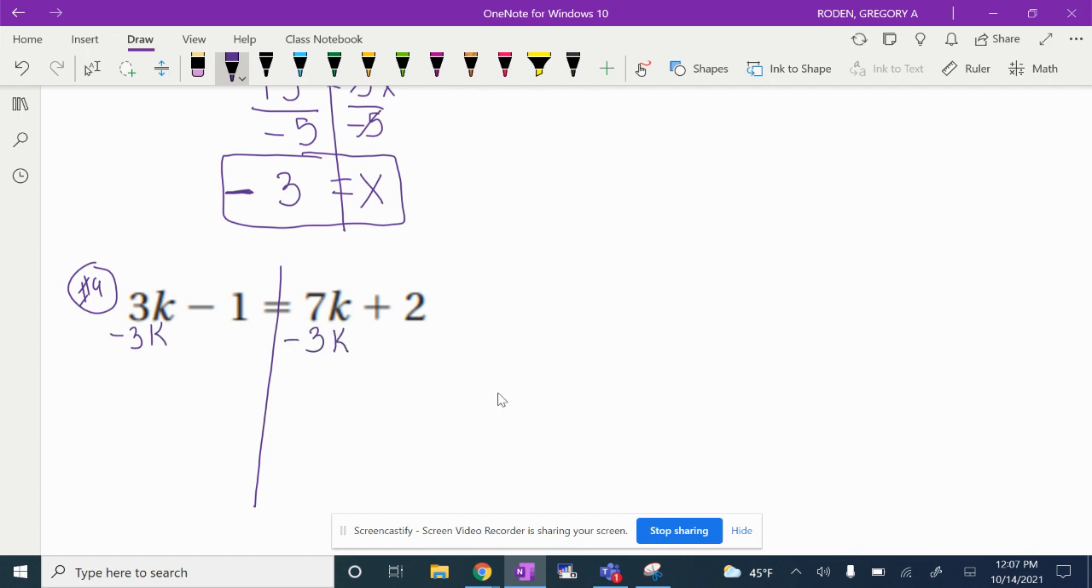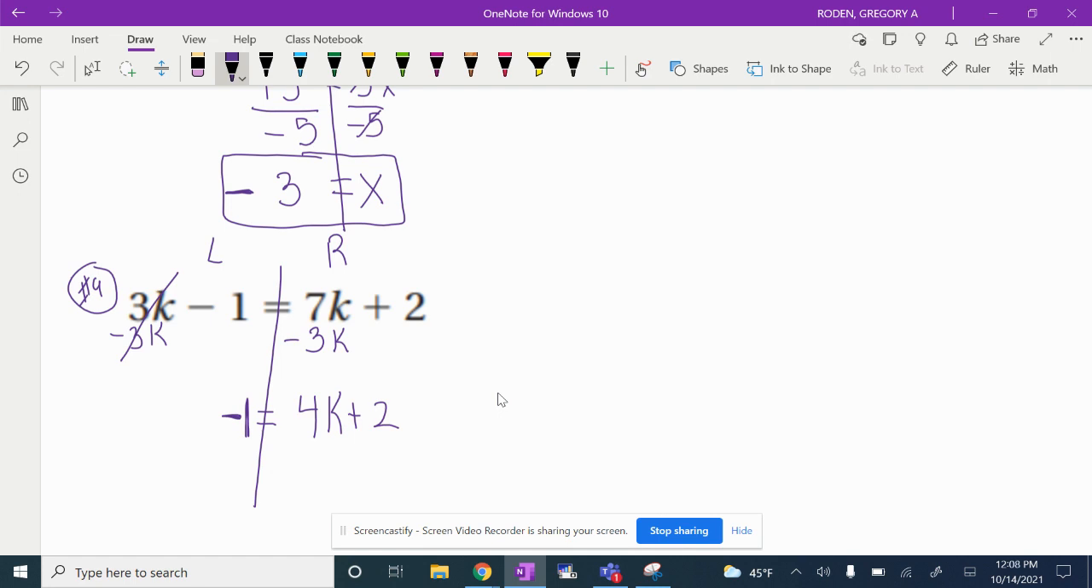Now, why would I want to do that? Because when I subtract 3k on this side, those cancel out to 0. And then I don't have k's on both sides. I just have k on one side. So what am I left with? This is my left side and this is my right side. What am I left with on the left side? Well, I'm just left with a negative 1 equals, what's 7k minus 3k? Well, that's just 4k. So I have 4k plus 2 equals negative 1.